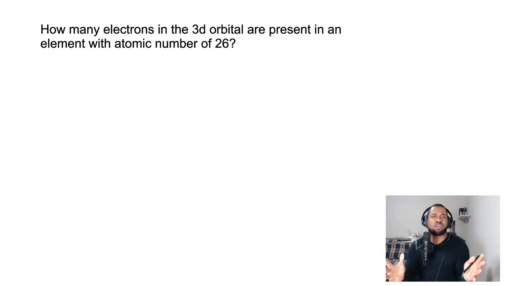And looking at this particular question, it says: how many electrons in the 3d orbitals are present in an element with an atomic number of 26? And of course, if you go to the periodic table, you should see what element has the atomic number 26. Some periodic tables do actually show the electronic configuration of that specific element if you're really curious to check that out.